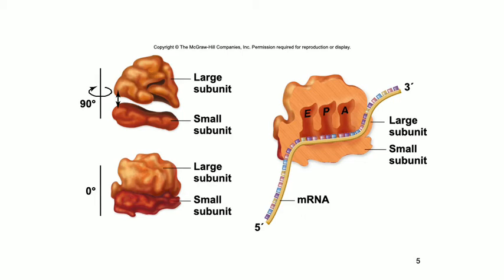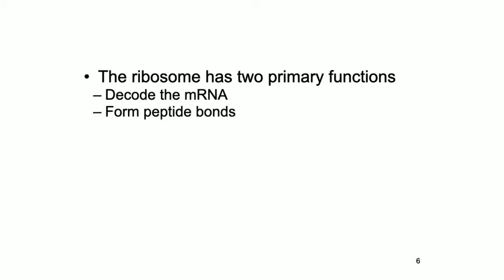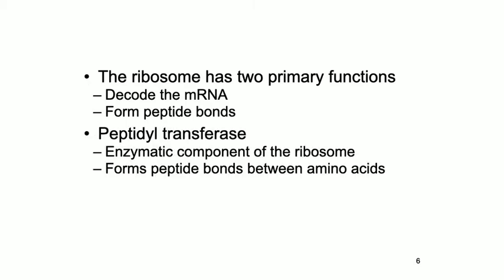Okay? So the 2 primary functions of a ribosome are to decode the mRNA and form peptide bonds. Remember that peptide bonds are covalent bonds that are formed between 2 different amino acids, okay? And there's a special enzyme that is part of the ribosome called peptidyl transferase that is catalyzing the formation of this peptide bond.